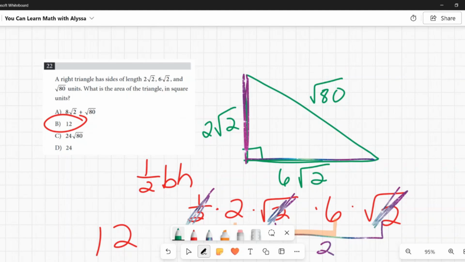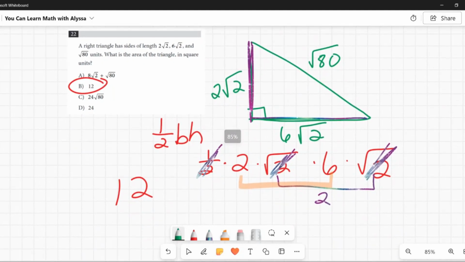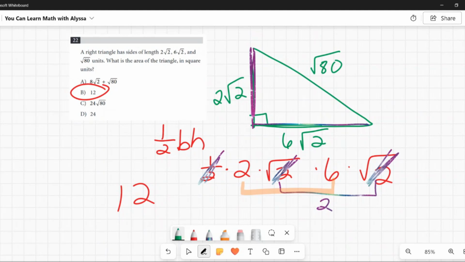But again, once you have that, that's the hardest part, making sure you have the legs correct, and then it's just 1/2 base times height, which you can do manually or in your calculator, and will get you 12. And that's your answer, B, 12.